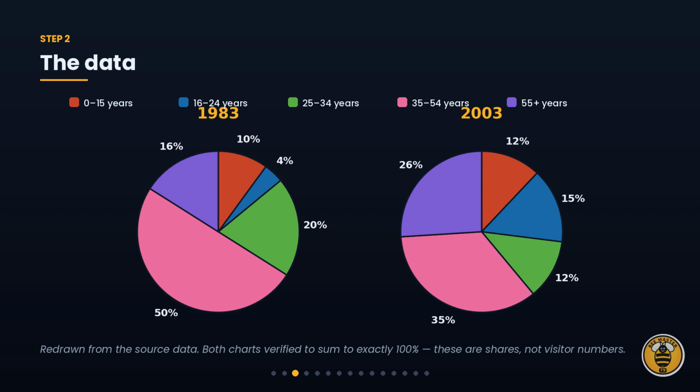These are the 2 pie charts redrawn from the original source. Each chart shows 5 age bands and each one adds up to exactly 100%. In 1983, 35 to 54 took 50%, 25 to 34 took 20%, 55 and over took 16%, 0 to 15 took 10%, and 16 to 24 took just 4%. In 2003, the same 5 bands were 12, 15, 12, 35 and 26%. Pause the video and check those figures for yourself.